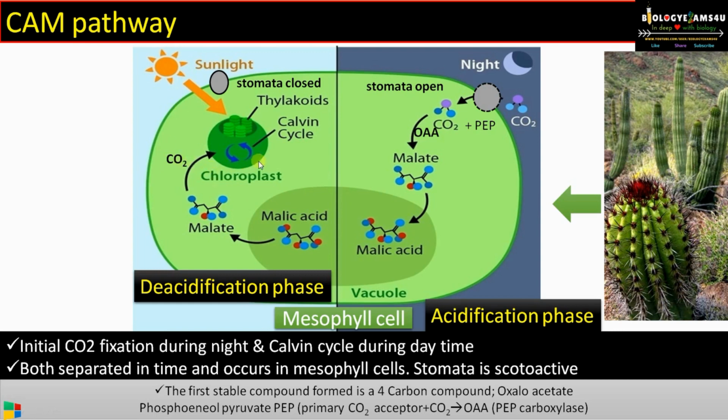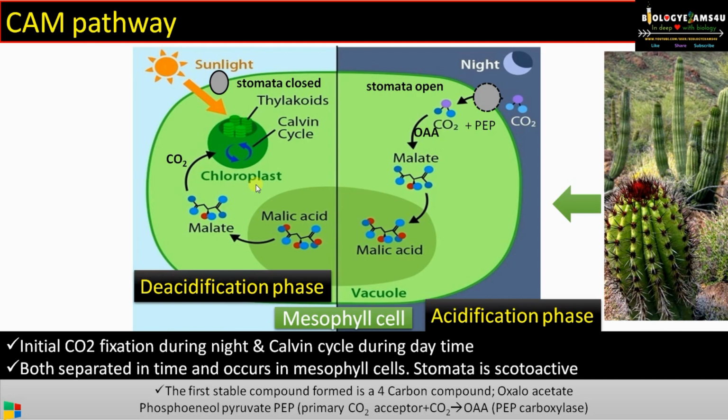This carbon dioxide enters the chloroplast and runs the Calvin cycle. And the malate is decarboxylated to pyruvate, which is recycled back. So the advantage of this pathway is that, even without opening the stomata during daytime, the Calvin cycle can run using the carbon dioxide produced by the decarboxylation of malic acid that is stored in the vacuole during nighttime.